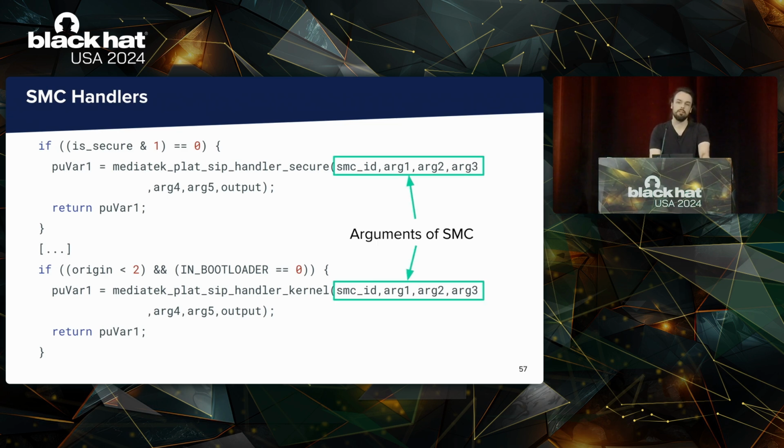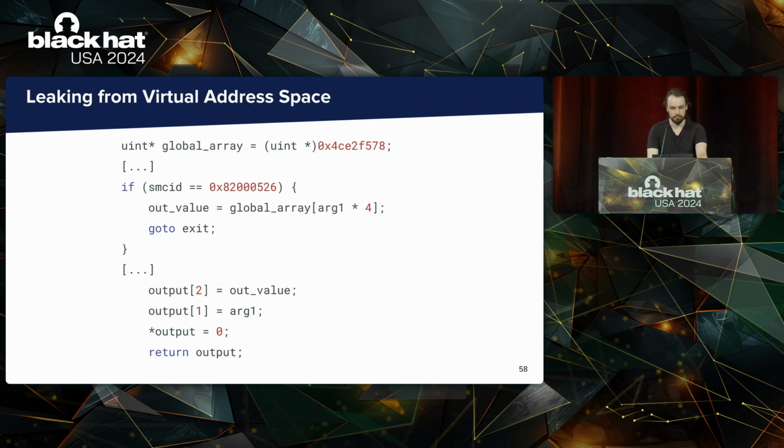As you can see, here are the arguments of the SMC. They directly come from the normal world, so we control them. The first one is the SMC ID, and then the rest depends on the SMC. One interesting SMC that we found was this one. As you can see, it uses a global array, which is initialized to a hard-coded memory address. Then we retrieve in the out value variable a value from this global array using the first argument that we control, because it comes from the normal world.